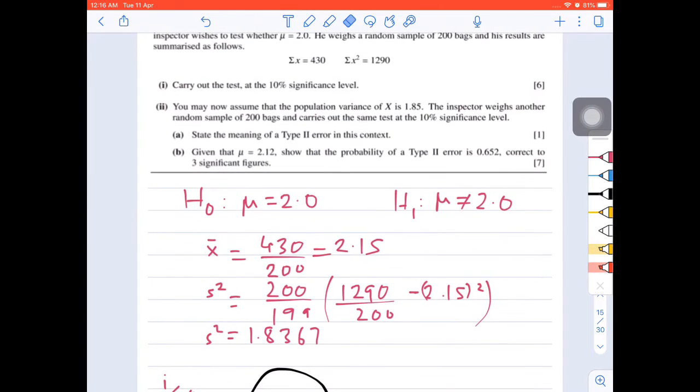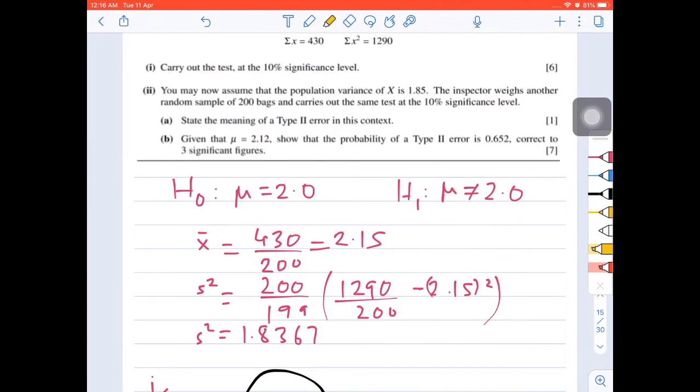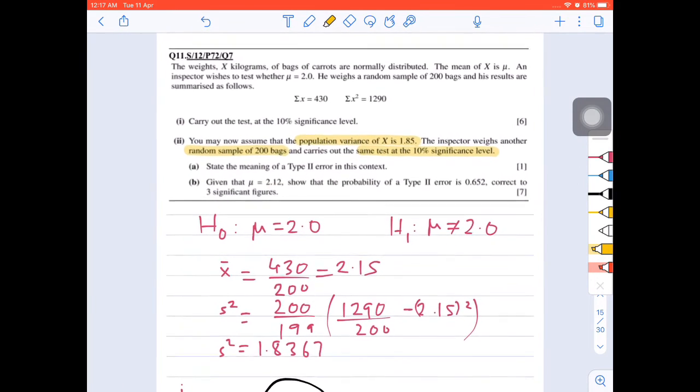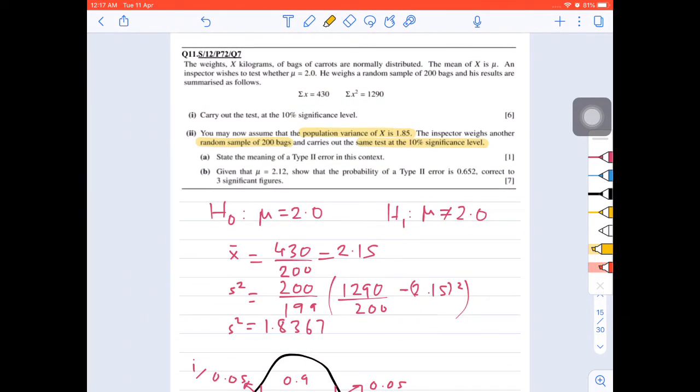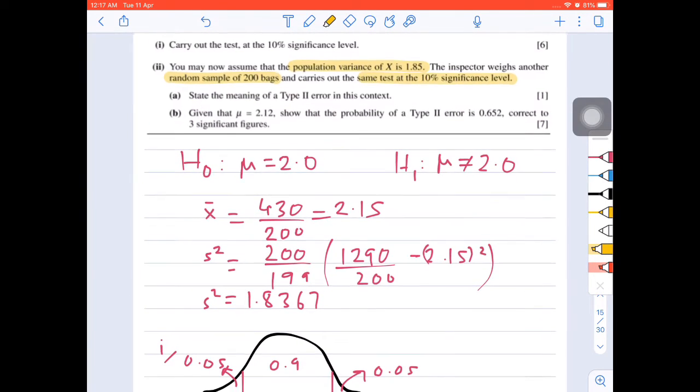Right, so in the second part, they're saying you may now assume that the population variance of x is 1.85. The inspector weighs another random sample of 200 bags and carries out the same test at 10% significance level. State the meaning of a type 2 error in this context. So a type 2 error is when the null hypothesis is wrong but it's accepted. The null hypothesis, that is 2.0. So the answer could be that even though the mean weight is not 2.0, it is accepted as 2.0 kilograms. So that is part A.